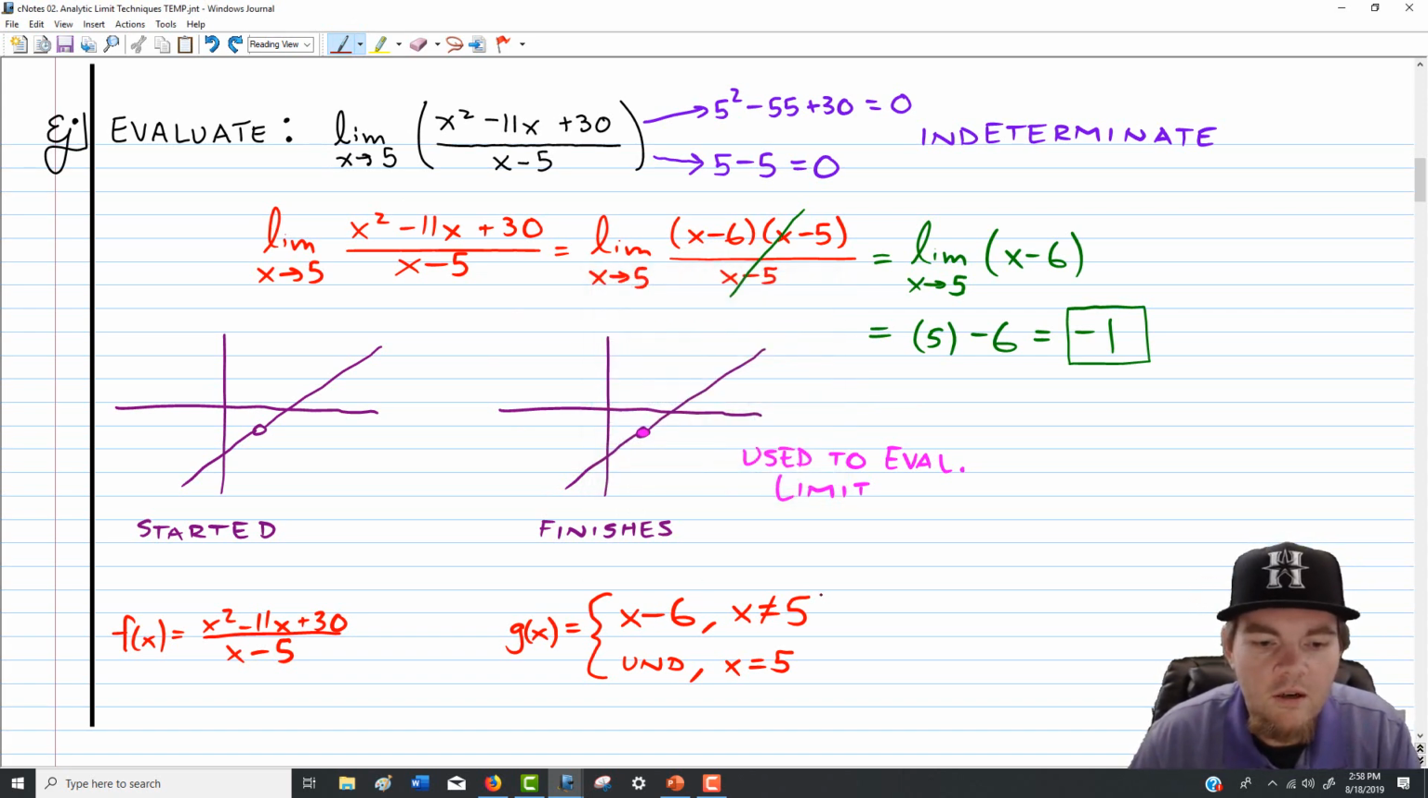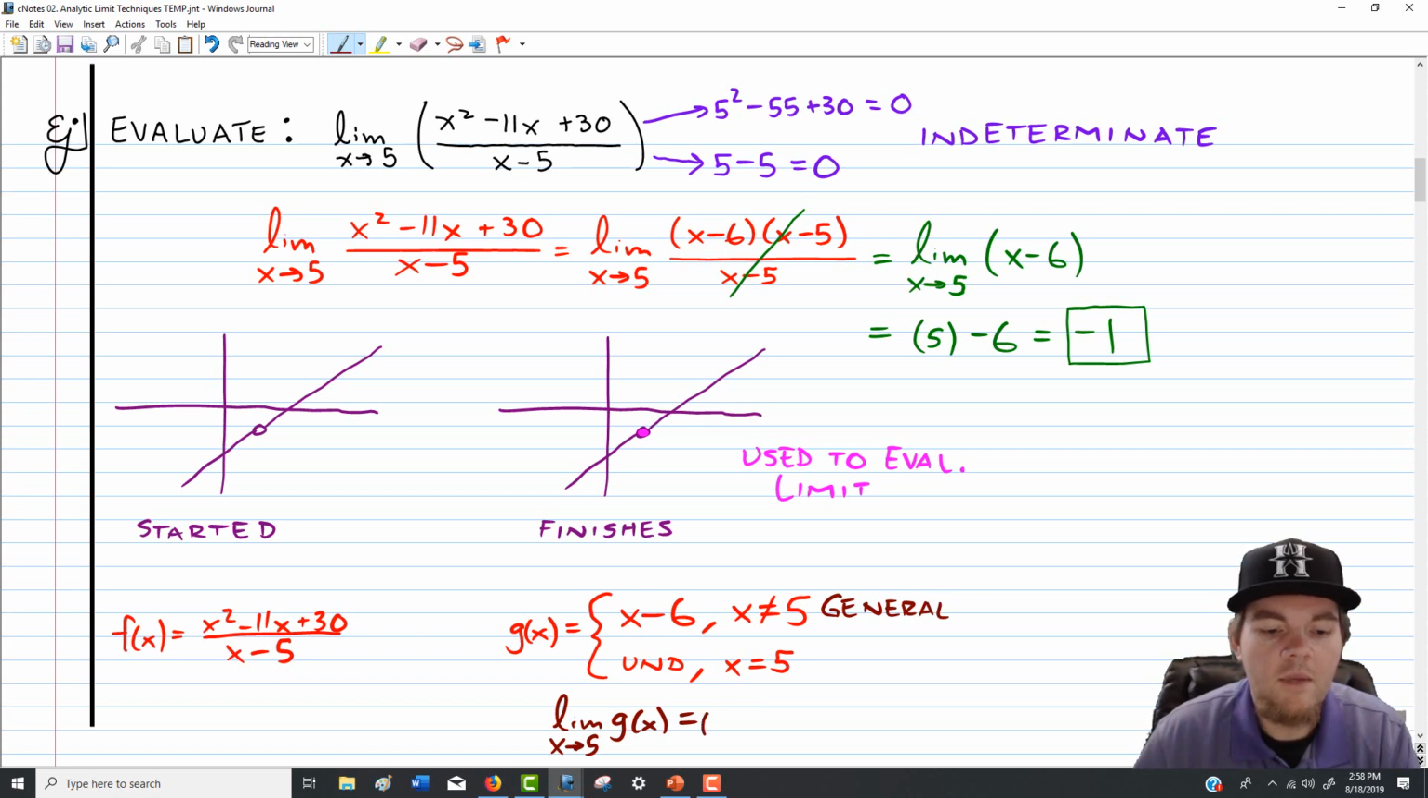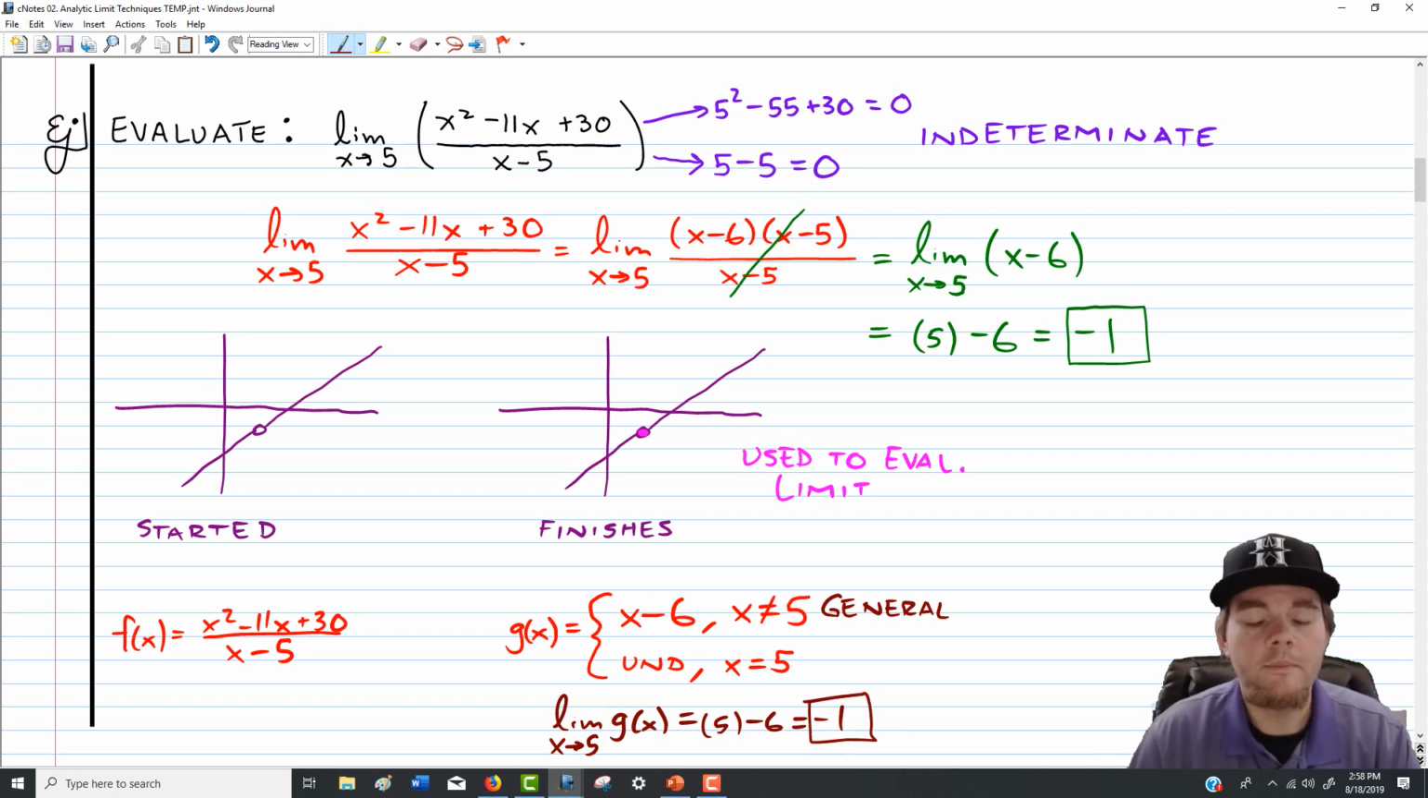The only difference is here, we have a clearly defined general behavior that we can evaluate the limit with. So in a sense, just like we've done before, if we wanted to evaluate the limit as x approaches 5 of g of x, we know from last week that we take the general behavior. So since in general it's x minus 6, we can simply evaluate this limit as we saw, 5 minus 6, or negative 1. So in other words, this is the same work that we did before.